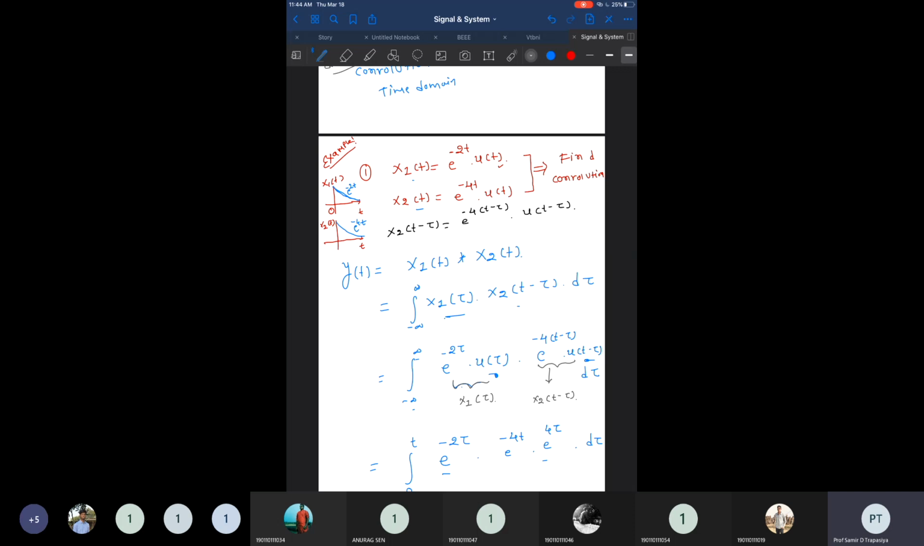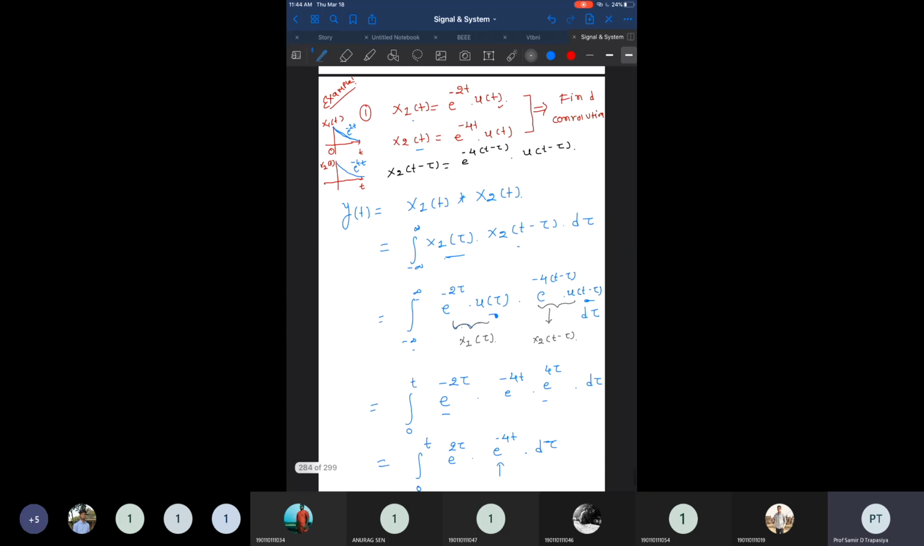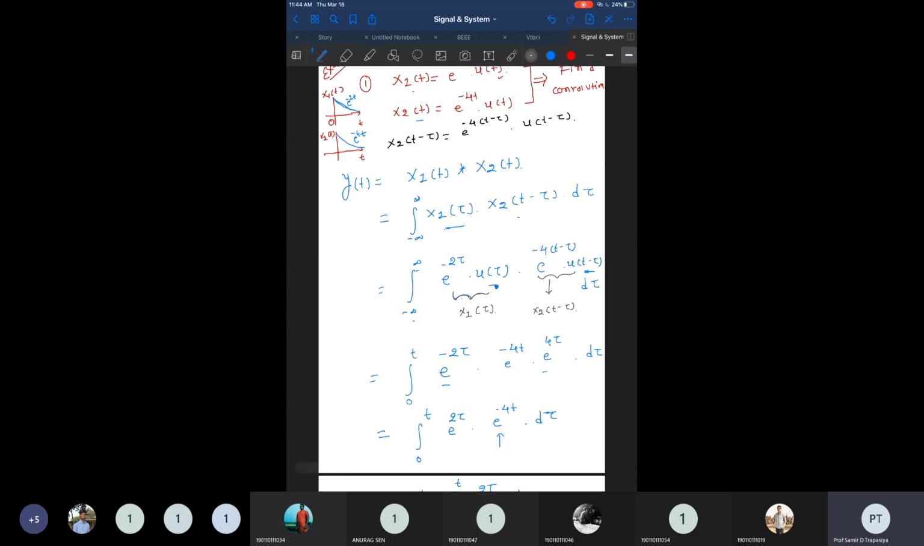Now, although the limits are given from minus infinity to infinity, that will not hold. The reason is that we are using u of tau and u of t minus tau, so we need to find the overlapping region in which both the functions u of tau and u of t minus tau are 1, because if either of these functions is 0, then the whole multiplication will turn to 0.